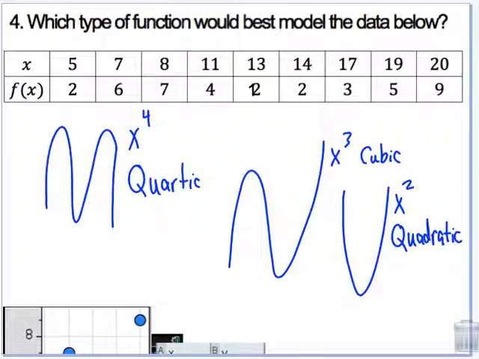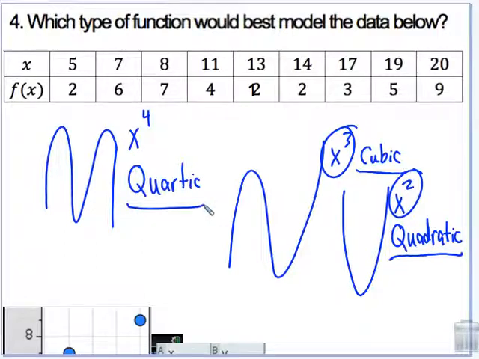On the test tomorrow, your multiple choice options are going to be linear, quadratic, cubic, or quartic. You need to remember quadratic is x squared, cubic is x to the 3rd power, and quartic is x to the 4th power, all right?